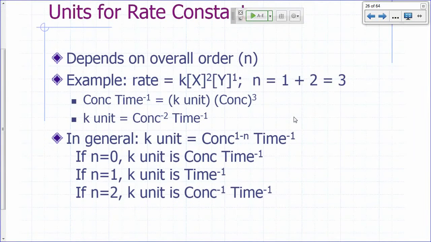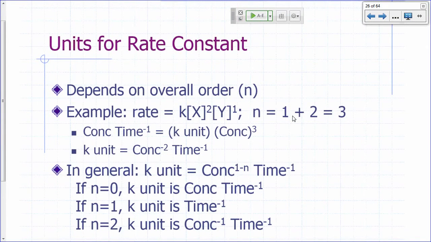Okay. What would be the units for your rate constant? Remember this k right here in the expression, that's called your rate constant. What would be the unit for that? Well, it depends on the overall order of the reaction. The overall order, n, is just the sum of the orders. So this is second order with respect to X, first order with respect to B. So the overall order is 2 plus 1, or 3. So what would be the unit for k?